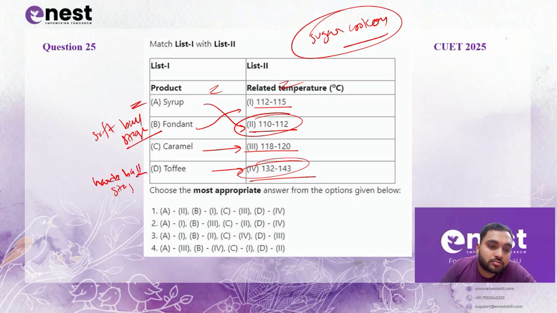Okay, so let's see the options. Option A goes for 2, B goes for 1, C goes for 3, and D goes for 4. So the first is the right option for this question.